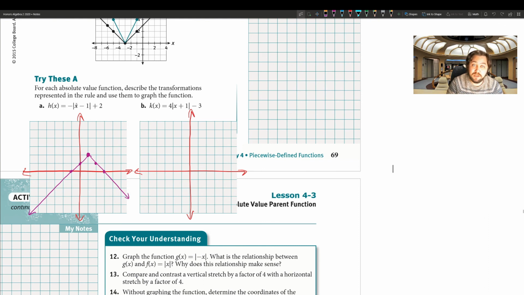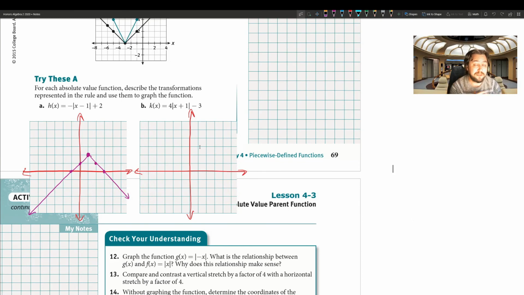If we had x is 1, 1 minus 1 is 0. Opposite of 0 is still 0. 0 plus 2 is 2. And if we did 2, 2 minus 1 is 1. Absolute value of 1 is 1. The opposite of that, because of this negative, is -1. And -1 plus 2 is back to positive 1. So this is definitely the correct graph.